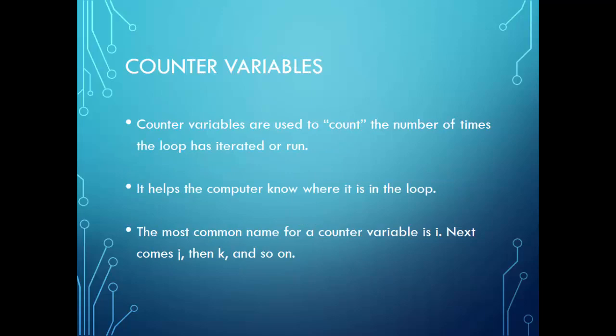Counter variables are used to count the number of times a loop has iterated or looped or run. You may have it where somebody's going to do some input and you need to know how many times they've input. You would want to have a counter in there. It helps the computer to know where it is in the loop. A lot of times, as programmers, we'll use variables called i, then j or k. Those are very common names for counter variables. You can also just use count or counter.